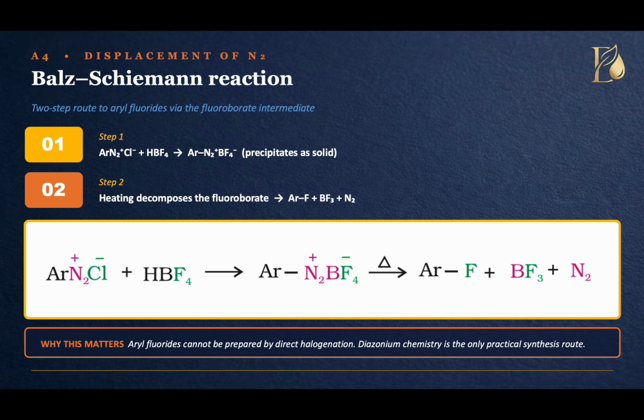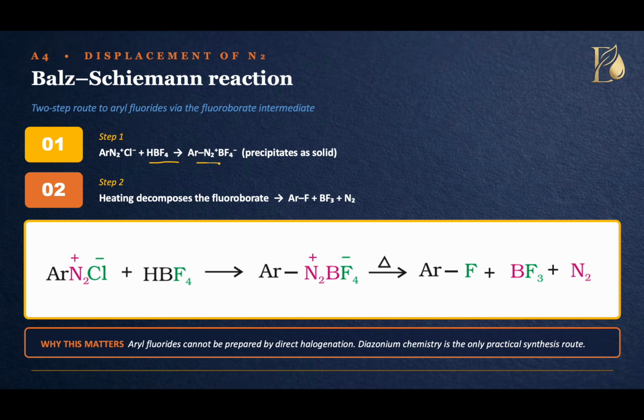Now the fourth reaction is the Balz-Schiemann reaction. It is a very special and important reaction used to prepare aryl fluorides. Direct fluorination of benzene is not practical, so this method becomes essential. In the first step, what is happening? The diazonium salt reacts with fluoroboric acid to form a diazonium fluoroborate precipitate.